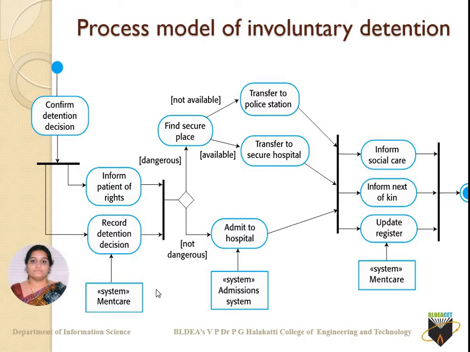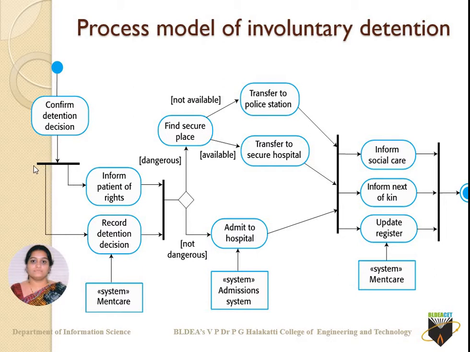For this particular system, this is an activity which is required, or an activity which is carried forward with the respective system. Here, the start is confirm detention decision. If you are updating the registration of a patient, you are confirming the detention decision. When you do that, there are two kinds of activities which happen concurrently. So what are they?